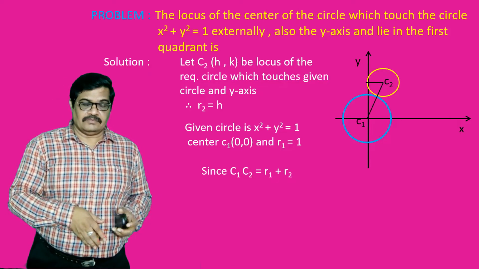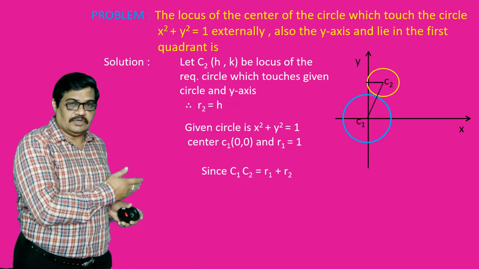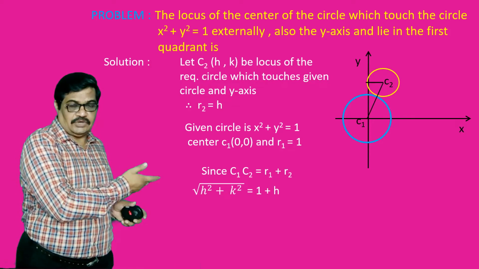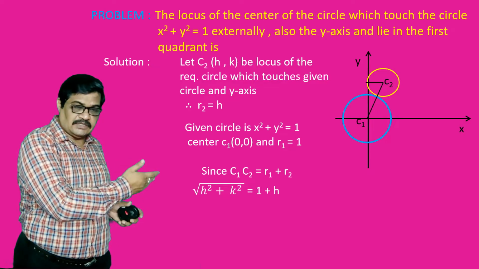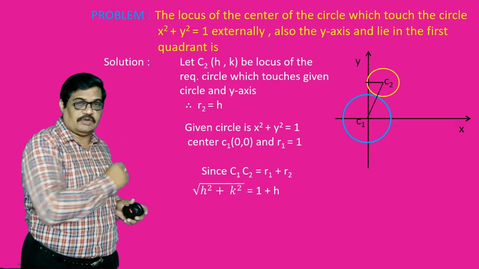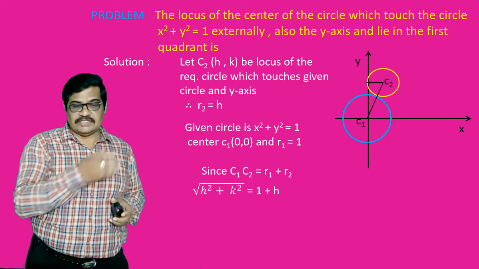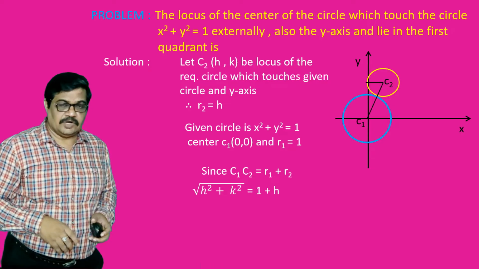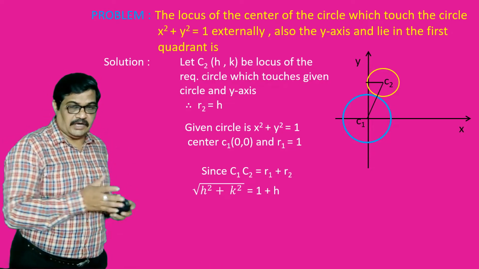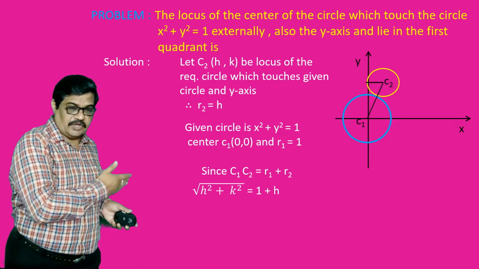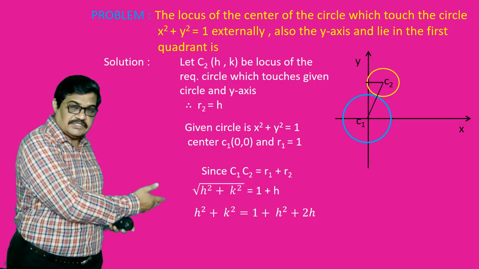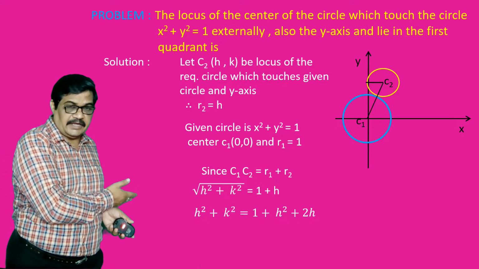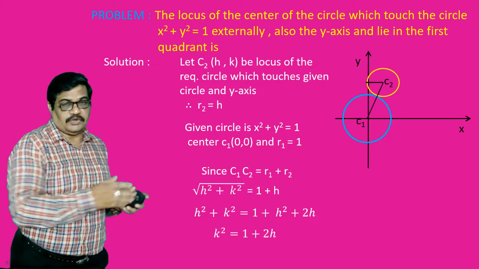We are using the distance formula for C1C2: root of h minus 0 whole square plus k minus 0 whole square, that is root of h square plus k square, is equal to R1, which is 1, plus R2, which is h. Now squaring on both sides, we get h square plus k square is equal to 1 plus h square plus 2h. After simplification, we get k square is equal to 1 plus 2h.